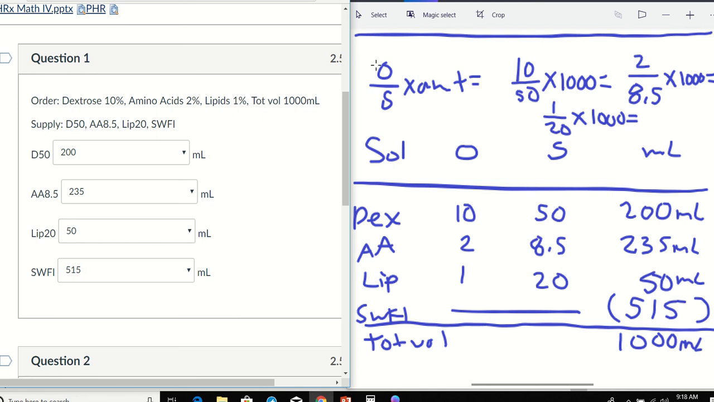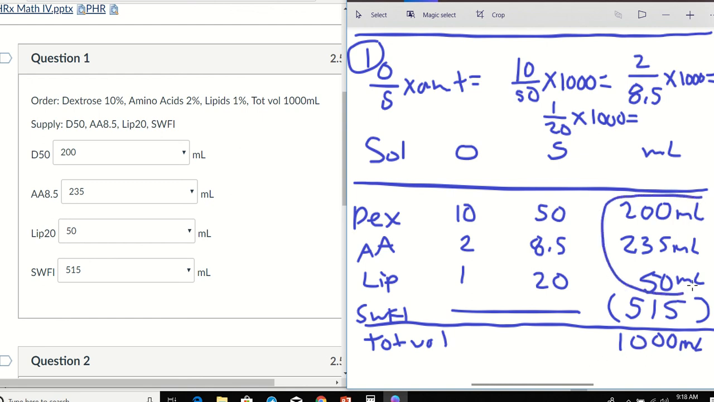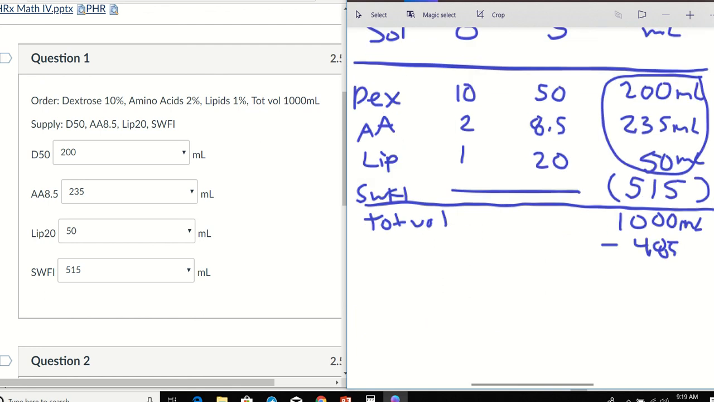I got all of them, but for some reason I can't get that last one. Okay, so whatever your final volume is, add these three previous ones up and just subtract it. So 200 plus 235 plus 50 is 485. Take 1,000 minus 485 and you should end up with the water. So all four of these added up will be 1,000.